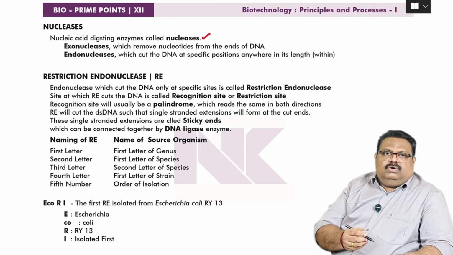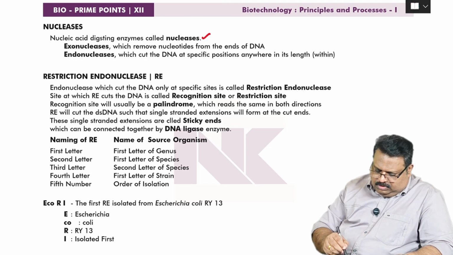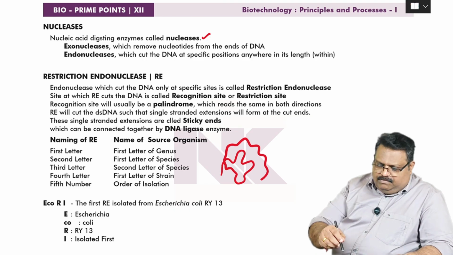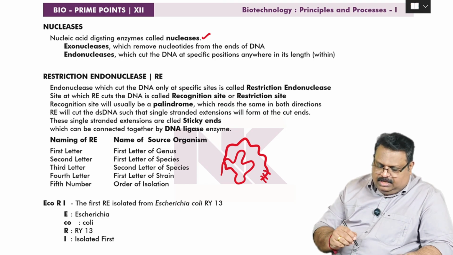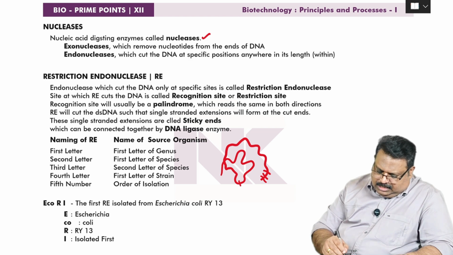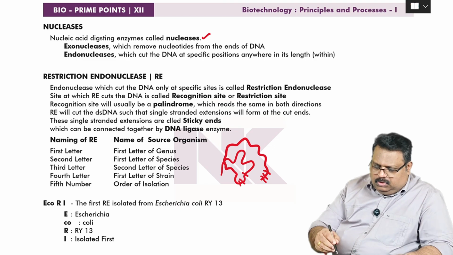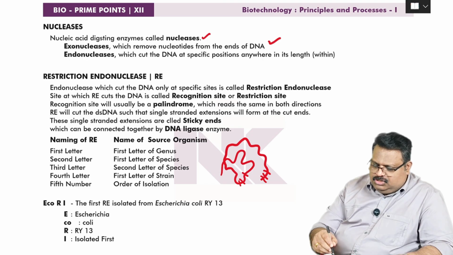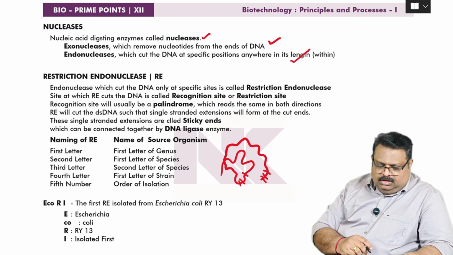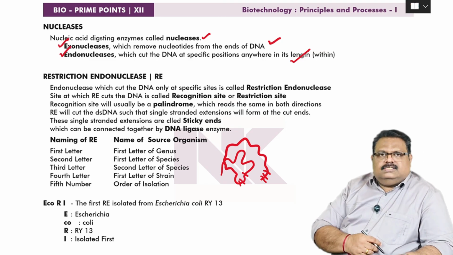There are two categories of nucleases, exonucleases and endonucleases. Suppose this is a nucleic acid chain. When we are cutting the DNA from the periphery, it is called exonucleases. When we are making internal cuts, that is called endonucleases. So, exonucleases remove nucleotides from the ends of DNA, endonucleases cut the DNA at specific positions anywhere in its length, that means within the length. So, two types of nuclease enzymes are there, exonucleases and endonucleases.